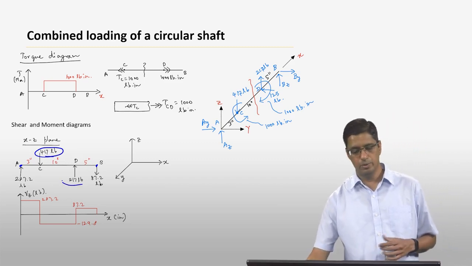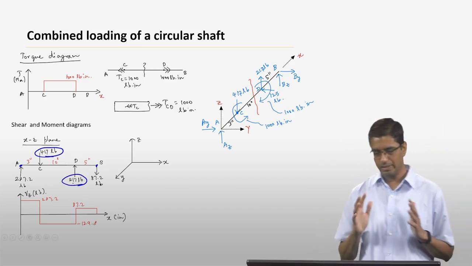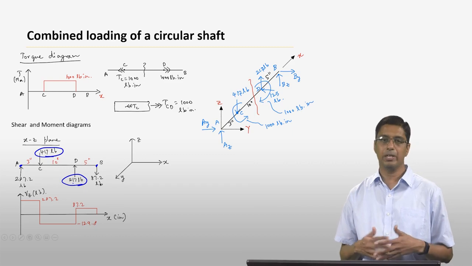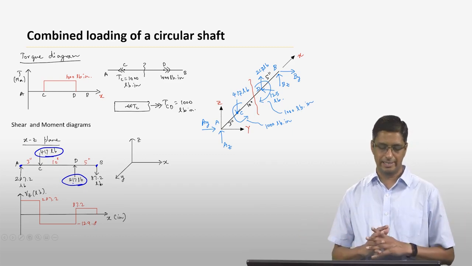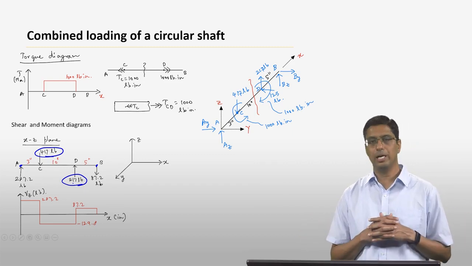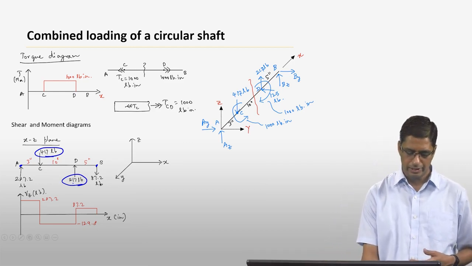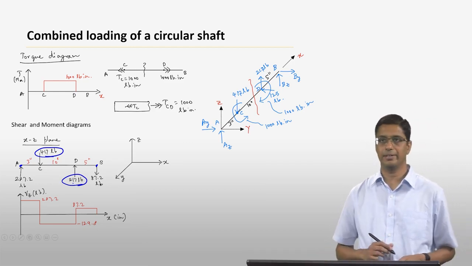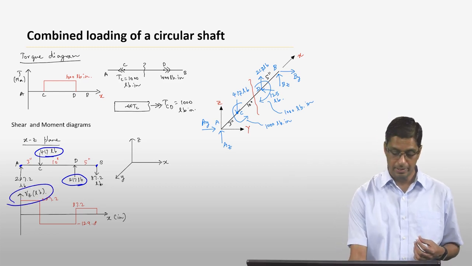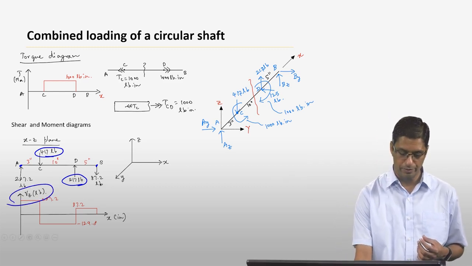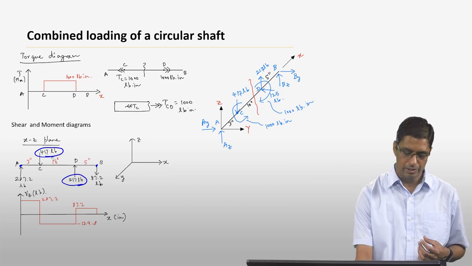Okay, so with finding AZ and BZ, we essentially know all the forces that are acting on the xz plane. And once you have this free body diagram, it's fairly easy to construct the shear force diagram that I have done here. So it is going to be Vz, because the internal shear forces are going to be in the z direction.